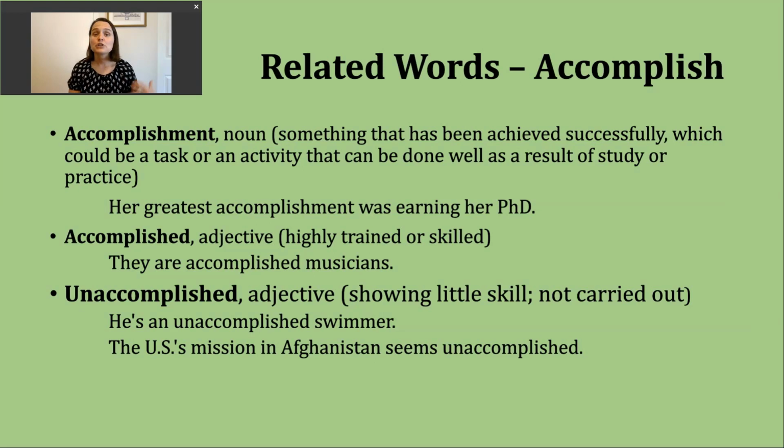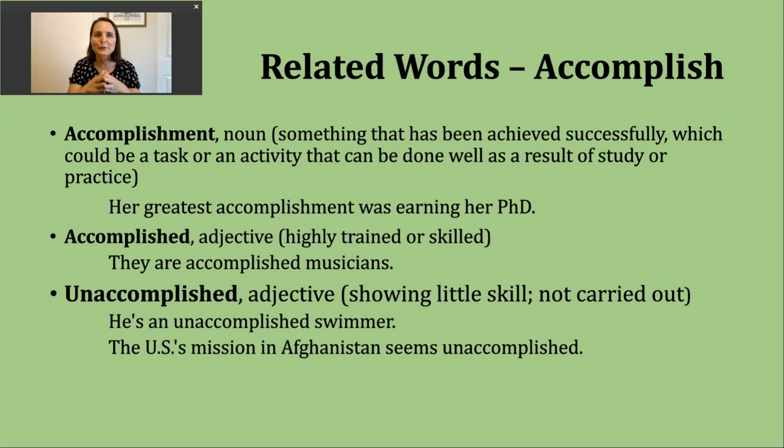This can be referring to something that has been achieved successfully. Could be a task or it could be an activity that can be done very well. And it could be an activity that's done through a long time of study or practice. Here's an example. Her greatest accomplishment was earning her PhD. So if this is new for you, right, this is really, in most fields, our highest level of achievement.